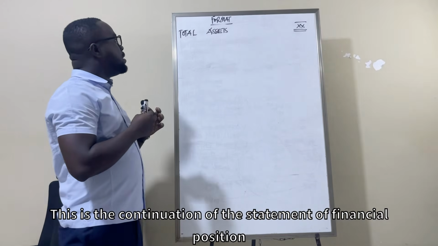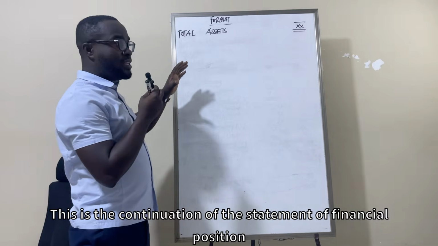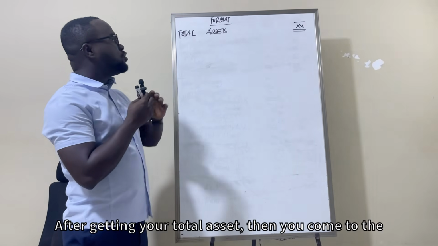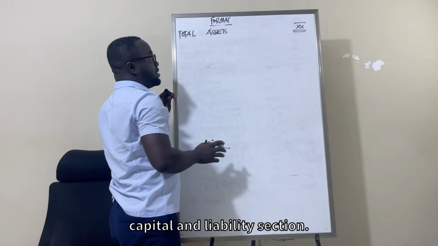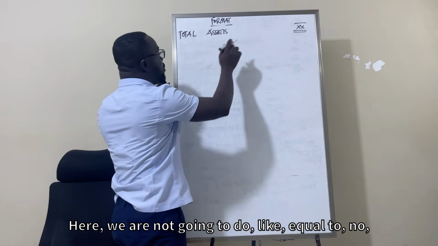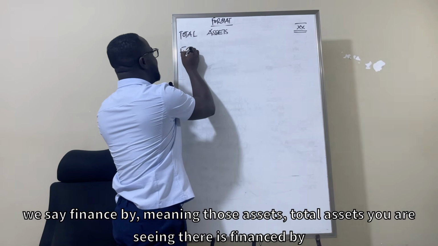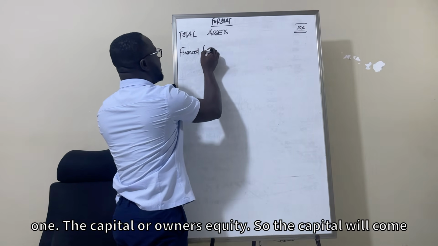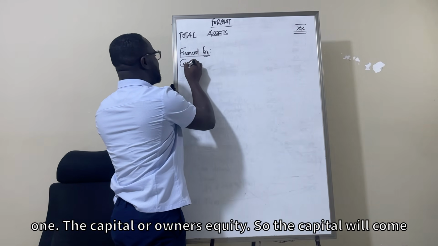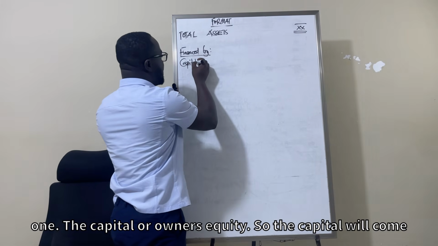Thank you. This is a continuation of the statement of financial position. After getting your total assets, you come to the capital and liability section. Here we are not going to use equal to; we say financed by, meaning those assets, the total assets you are seeing there, are financed by one, the capital or owner's equity. So the capital will come.